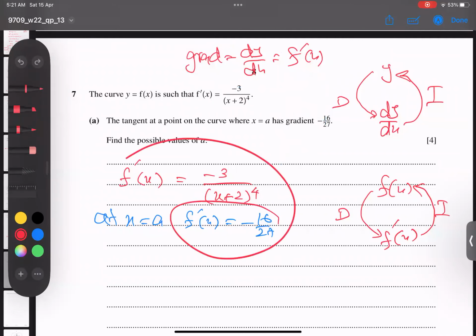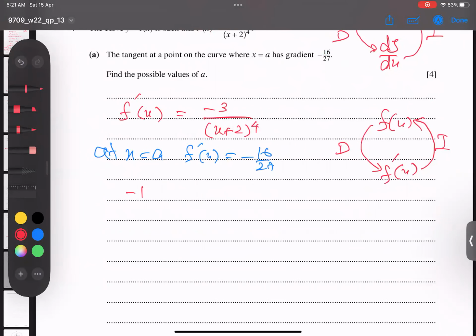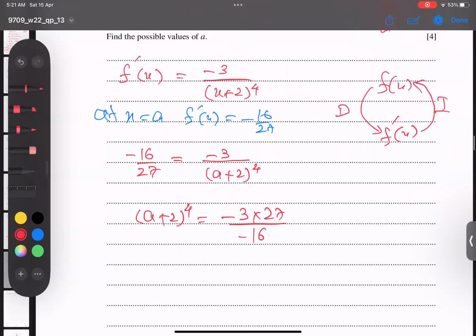So let's start plugging this value here, and a in the place of x, and this algebra becomes minus 16 over 27 is equal to minus 3 over (a plus 2) power 4. So job number 1, cross multiply. I get (a plus 2) whole power 4, and minus 3 times 27, and minus 16 coming under it. So I'm doing two jobs together.